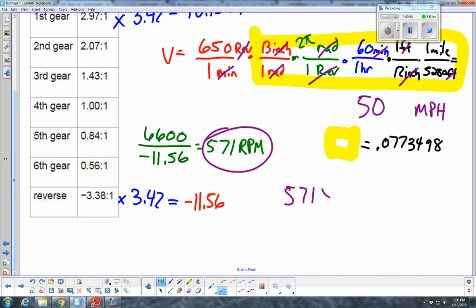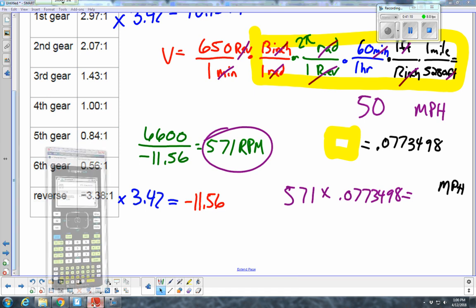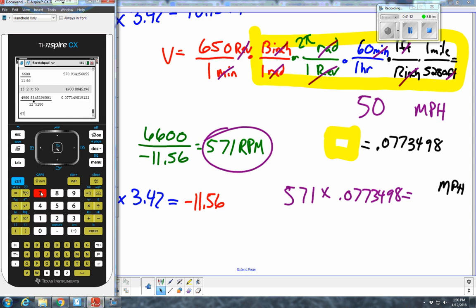So here we go. What do we get? Anybody do it yet? So 571 times 0.0773498. Enter. 44 miles per hour. Okay. So the Fast and the Furious problem has been solved. 44 miles per hour. So when he was racing that guy backwards, he was still inside the speed limit. He was following the rules. He didn't even break the rules. He was still driving in the 45 zone.